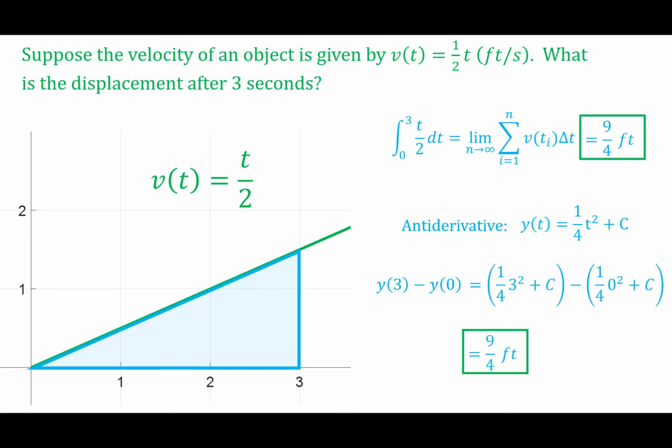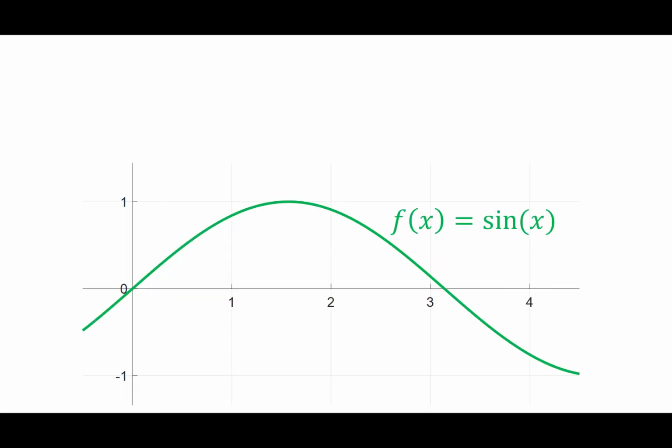So we got the same answer doing it 2 different methods, and we should be thinking, I think there's a relation between finding areas under curves and antiderivatives. Let's look at one more example. Say we're trying to find the area under the curve from 0 to pi. So that would be the integral from 0 to pi of sine of x dx.